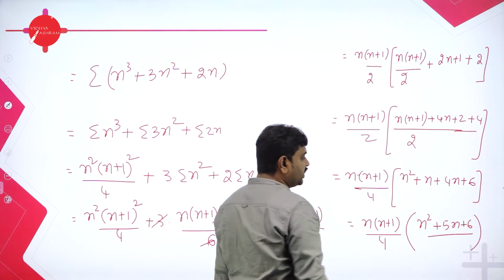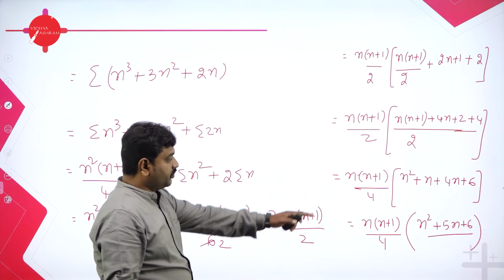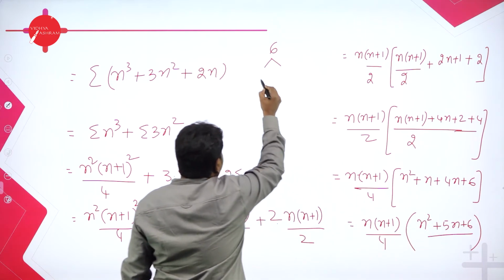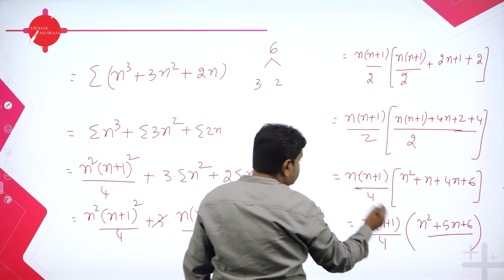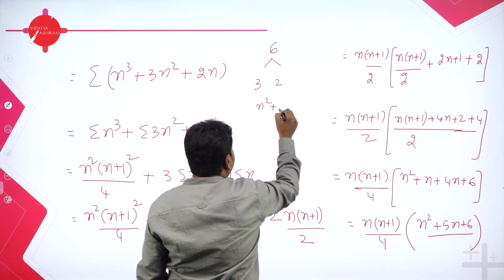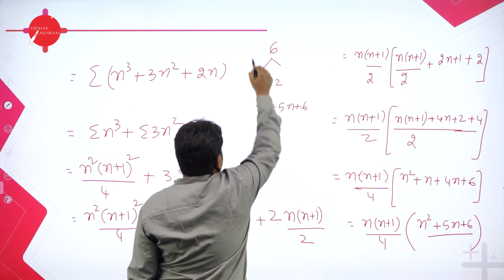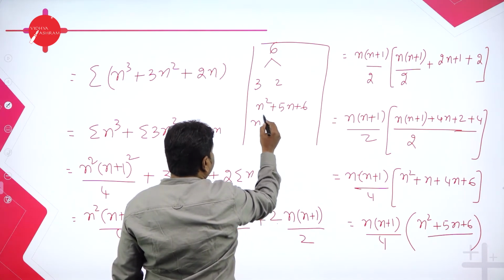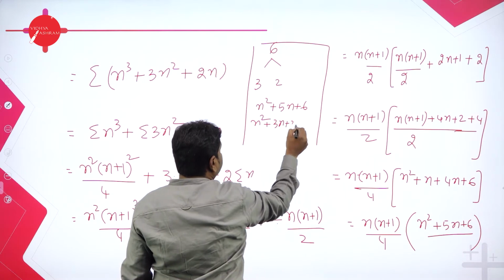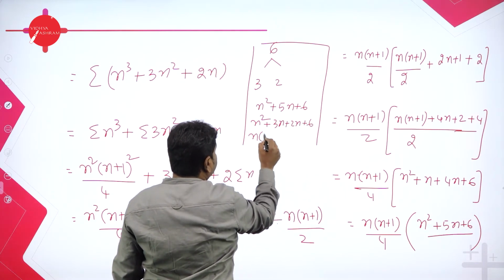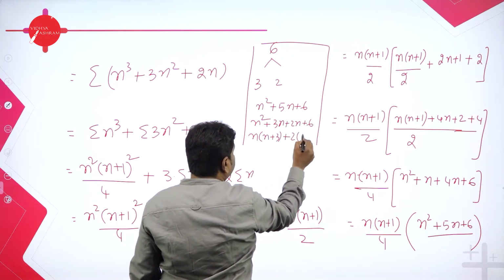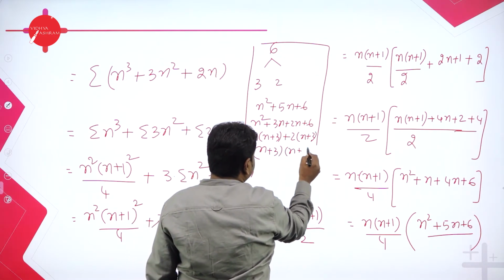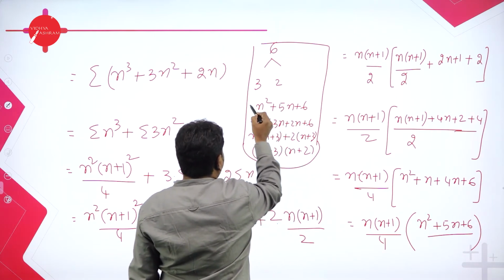So now this is a quadratic expression which you can factorize. So factors for 6. What are the factors for 6? I should get middle term 5. So I can take 3 twos. So this n square plus 5n plus 6, I am taking this separately. Can I write it as n square plus 3n plus 2n plus 6. Further you can take n common, so it will become n plus 3, 2 common, n plus 3. You can write it as n plus 3 into what? N plus 2. So dear students, I can write this term like this.